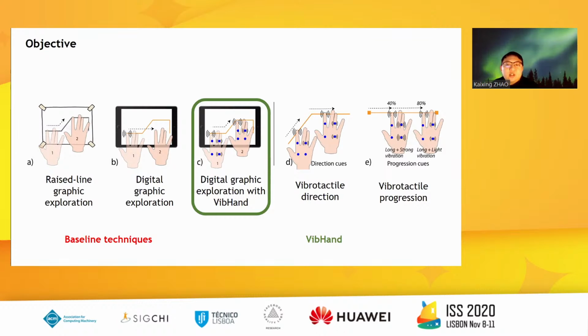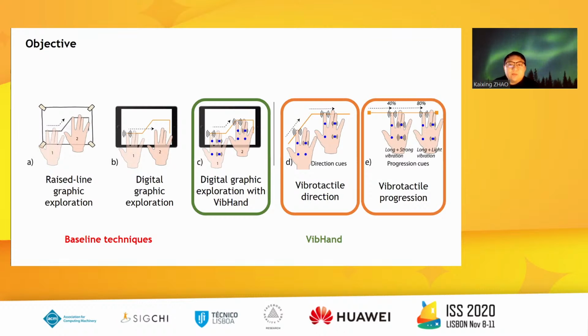We investigated two types of tactile cues: a pre-cue providing segment direction, and a confirmation cue about the exploration progression, as you can see in Figure D. We actuated one vibrator to indicate the top direction and two vibrators at the same time to indicate the right forward direction. In Figure E, a long strong vibration followed by a long light vibration indicate 40% and 80% of the exploration progression respectively.